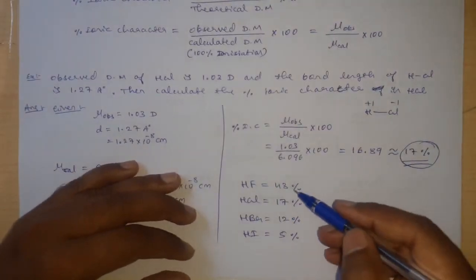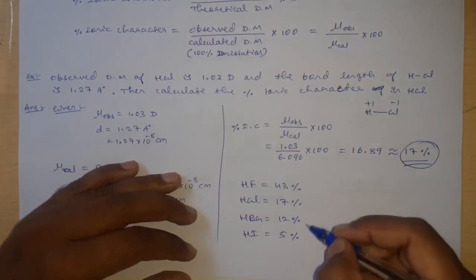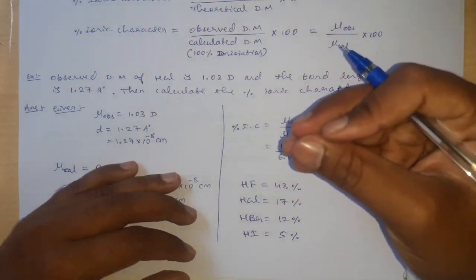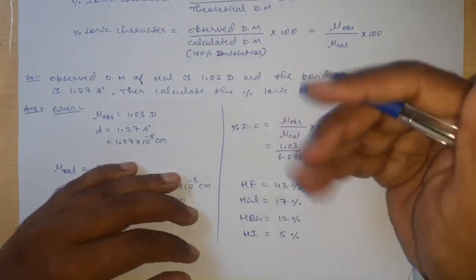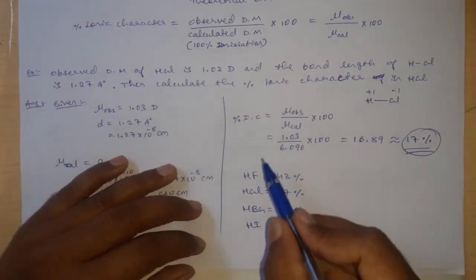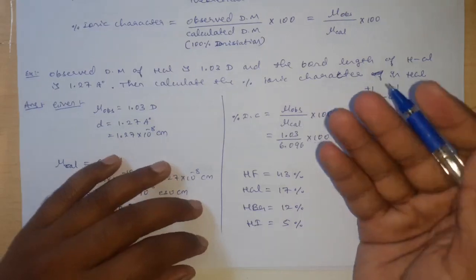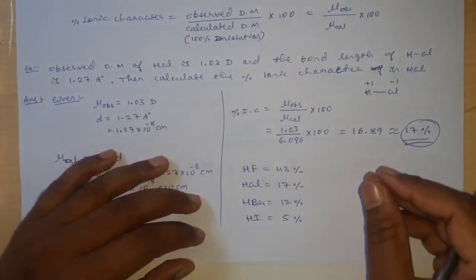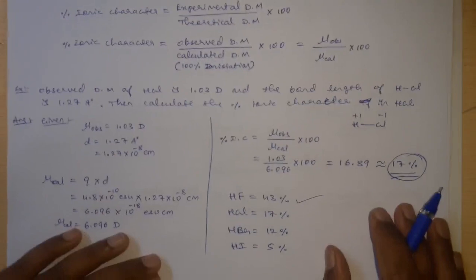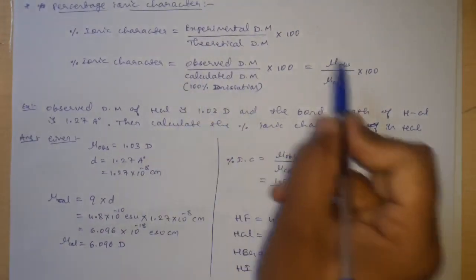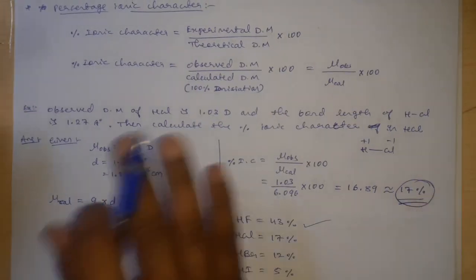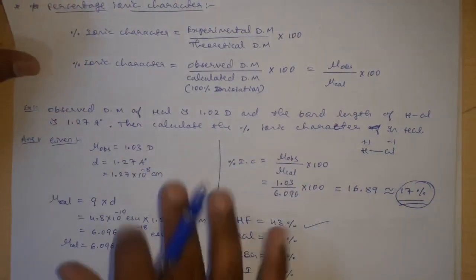Here we can say the percentage of ionic character decreases down the group of the halogens. Why? Because the electronegativity goes on decreasing down the group of the halogens. As the electronegativity decreases, the polarity of the given molecule also decreases. As the polarity decreases, the ionic character also decreases, which results in more covalent character. This is all about the percentage ionic character. Using this data and this formula, we can calculate the percentage ionic character in a given covalent molecule. This is all about the application of dipole moment, percentage ionic character.